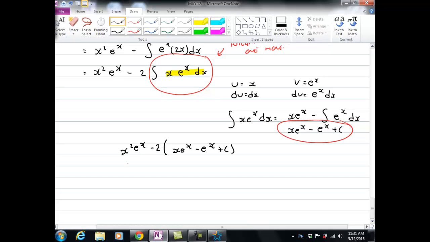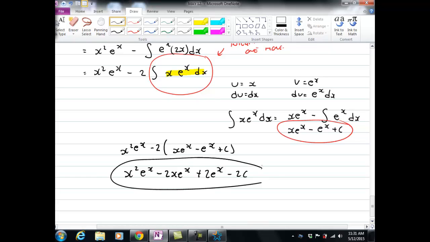I'm going to multiply this out. So this becomes x squared e^x minus 2x e^x plus 2e^x minus 2c. No, there's no plus d, because the integral of this is this, the whole entire thing.